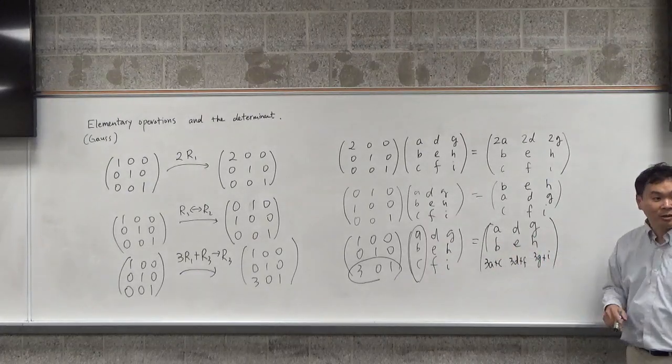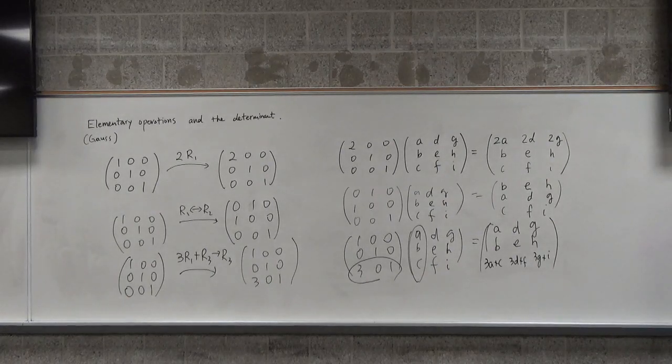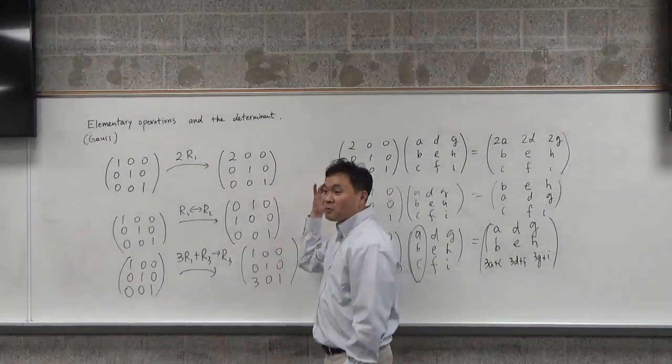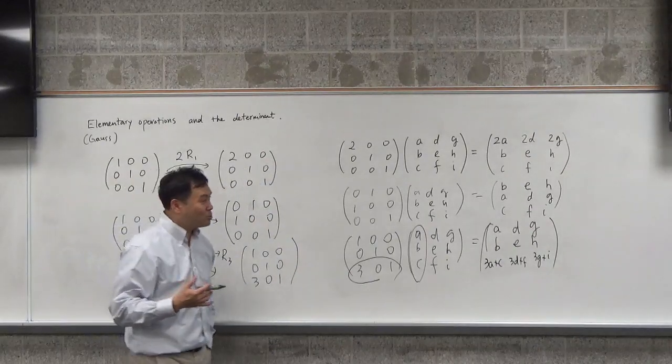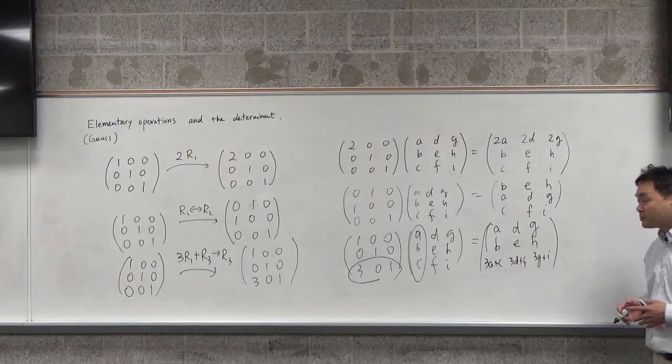So what happens here? What happened? It's the same operation, right? So whatever you do to the identity, if you multiply on the left, it happens that you end up with the same kind of row operation on the other matrix.